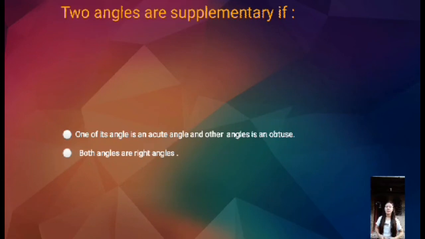And also, two obtuse angles cannot form supplementary angles because obtuse angles measure greater than 90 degrees. If you add two obtuse angles, the sum will be greater than 180 degrees. So it will not satisfy the property of supplementary angles. But if both angles are right angles, when two right angles are added, it is possible to get supplementary angles because 90 degrees plus 90 degrees is equal to 180 degrees. It satisfies the condition of supplementary angles.